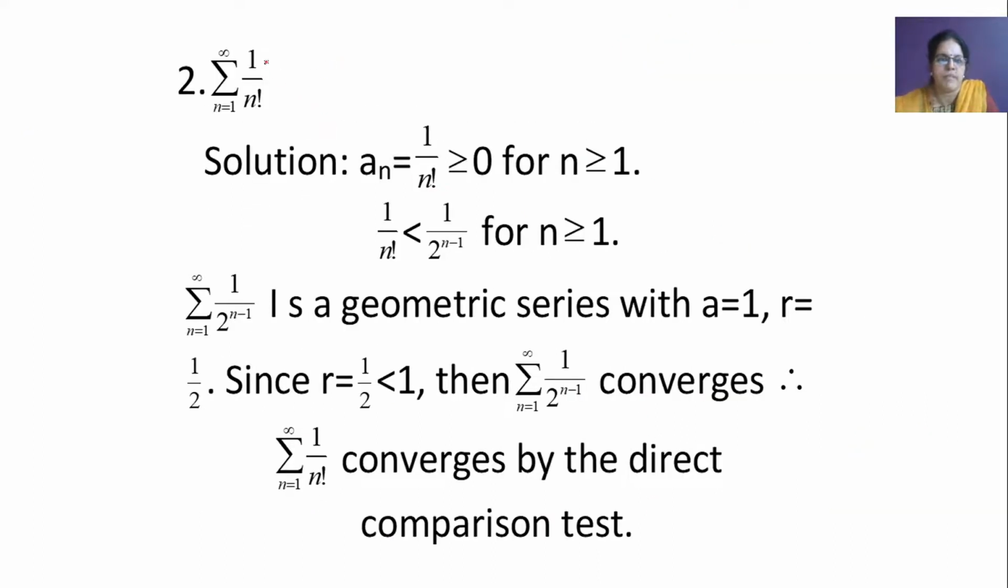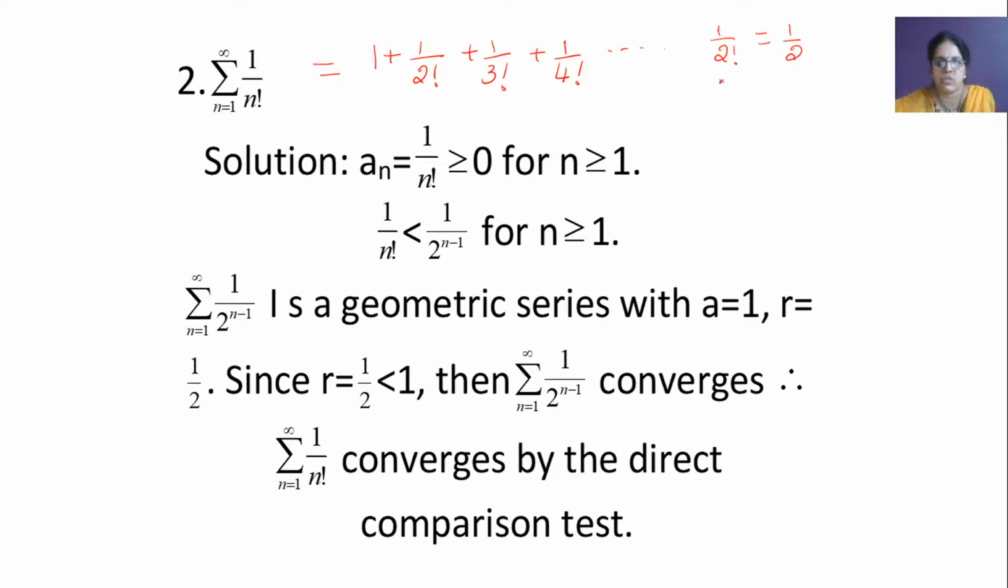Next, sigma 1 by n factorial. If you expand this, it is 1 plus 1 by 2 factorial plus 1 by 3 factorial plus, etc. So here also we compare this with the terms. We can see that 1 by 2 factorial, start with 1 by 2 factorial, it is equal to 1 by 2.